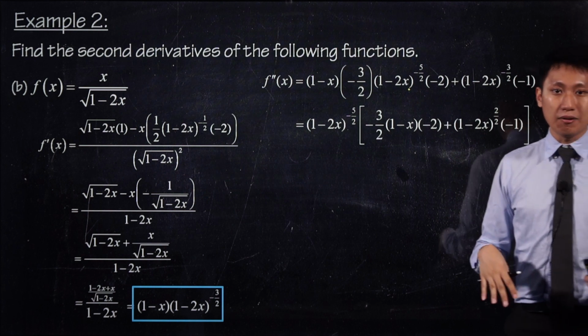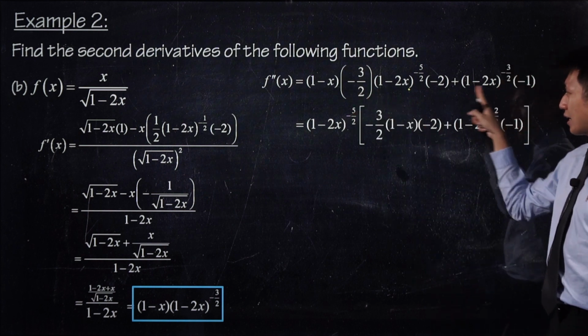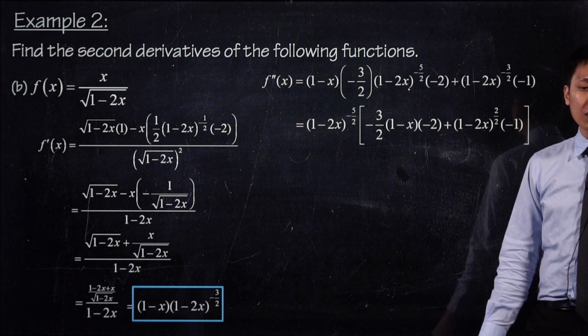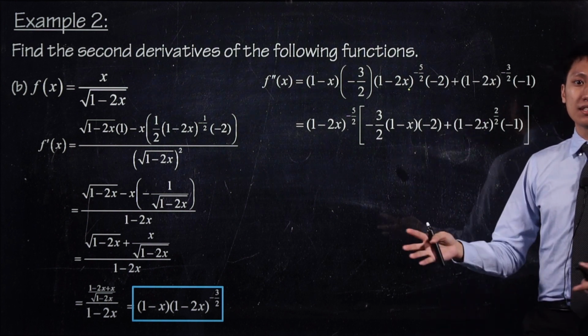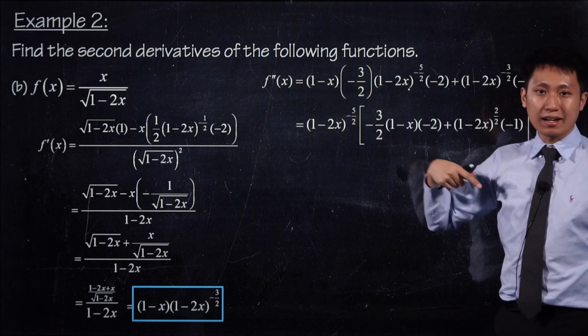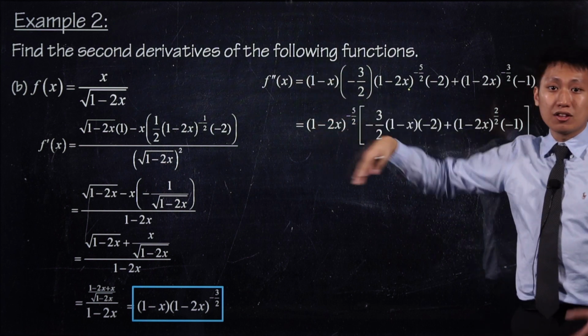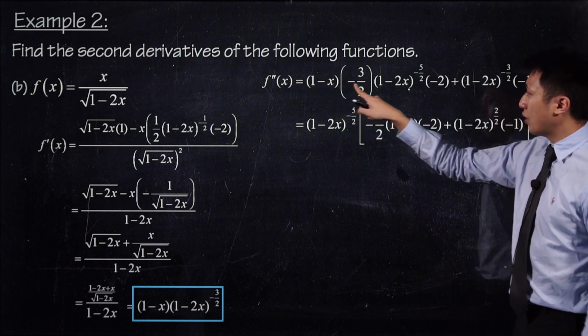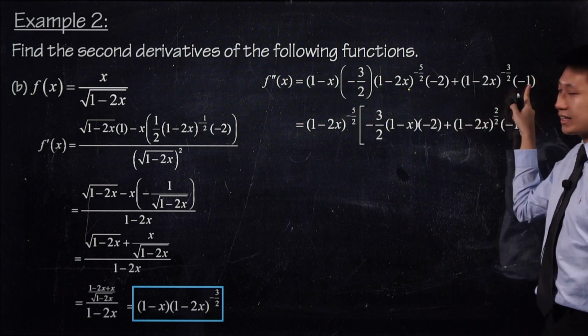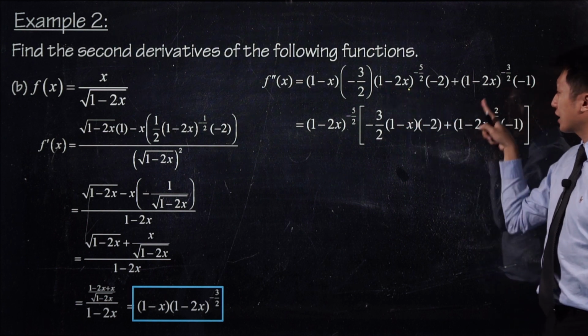Okay, it's a skill now that you need to know, like which are the common things that you can bring out. Because this question says simplify. If not, if it says find the second derivative, you can just stop here. Normally you have to simplify to get a nice answer. So you have to see which ones are the common factors. Common factor is 1 minus 2x, 1 minus 2x.